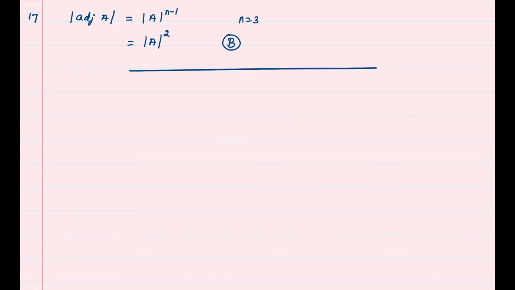Question number 17. Let A be a non-singular square matrix of order 3 by 3. Then, determinant of adjoint of A is equal to. We know the formula for determinant of adjoint of A, which is determinant of A whole power n minus 1, where n is the order of the matrix A. Here n is 3. Therefore, determinant of adjoint of A is determinant of A whole raised to 3 minus 1, 2. Option B is correct. 17th and 18th are important questions.